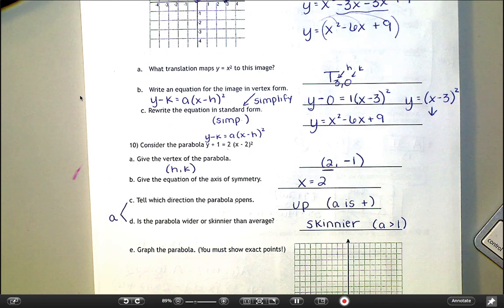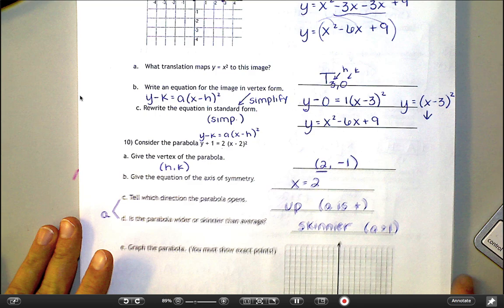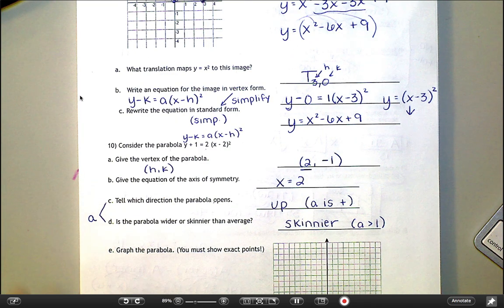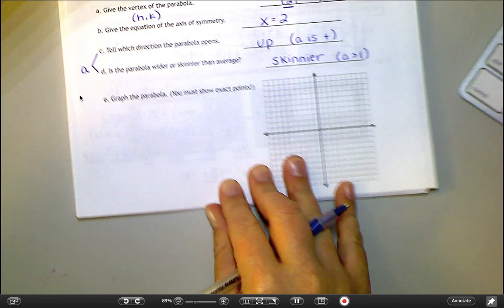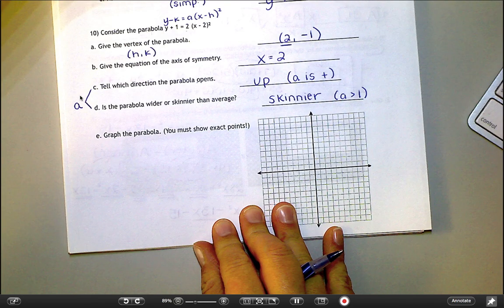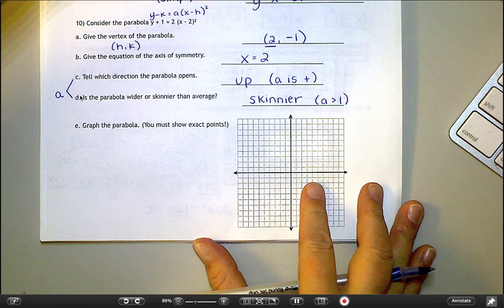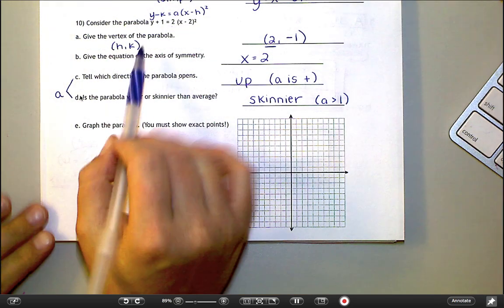Okay, and then it says to graph, but we've now moved away from just doing a rough sketch, and I want an actual nice graph. So what I'm going to have to do is put this in my calculator. Sorry for the shaky camera here. I'm trying to recenter. Okay, so I'm going to put this equation in my calculator.